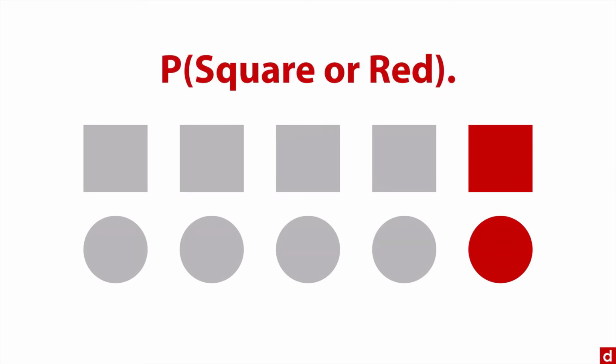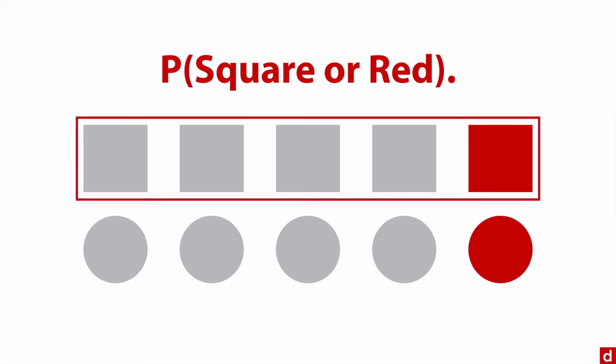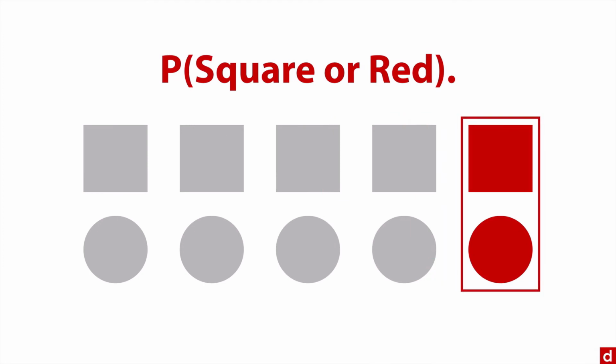Let's say we want to find the probability of a square or a red shape. So we are adding the probabilities, but we have to adjust for the overlap between the two. Well, here's our squares on top. 5 out of the 10 are squares. And over here on the right, we have 2 red shapes, 2 out of 10.